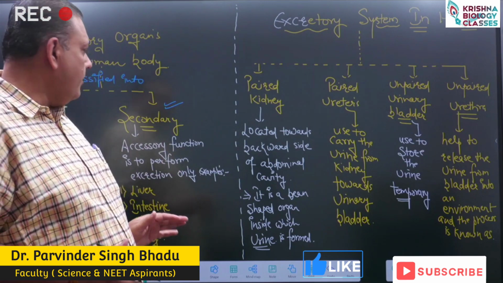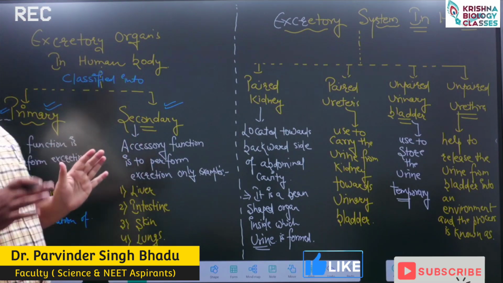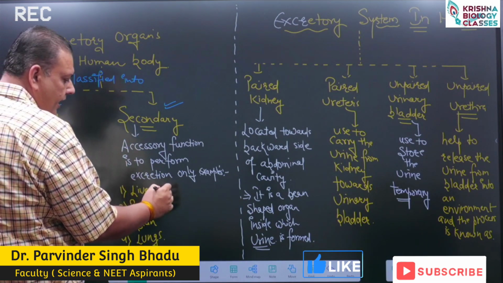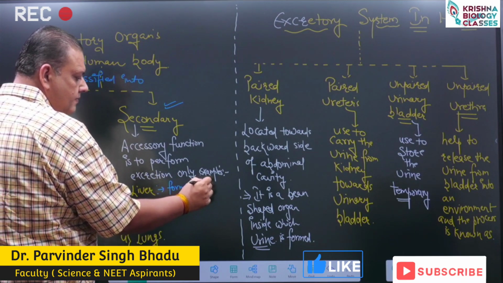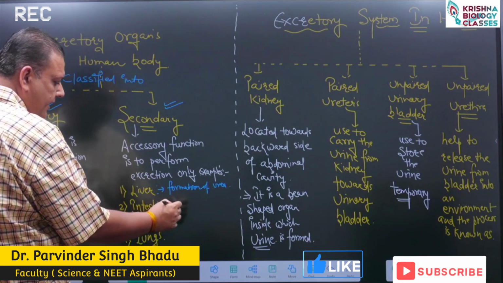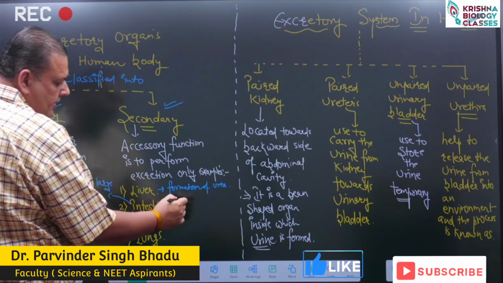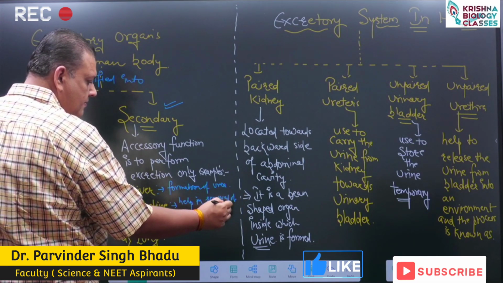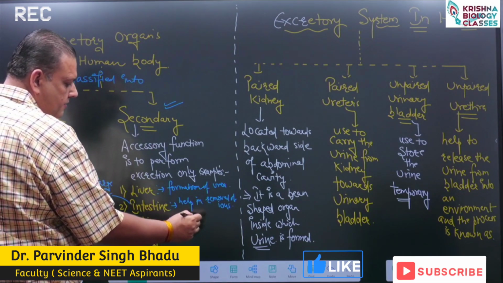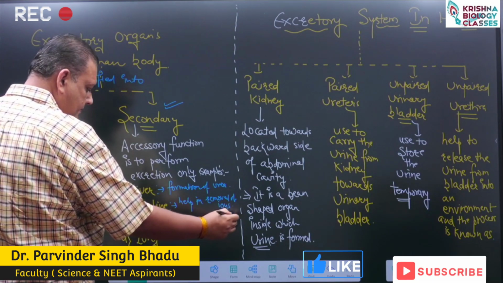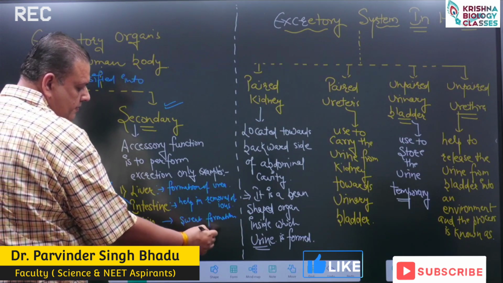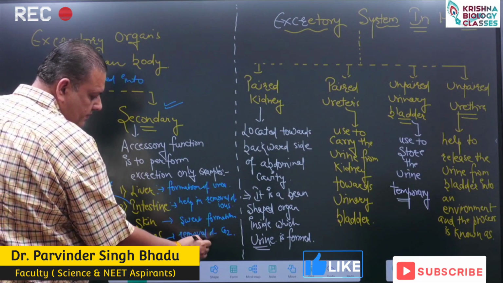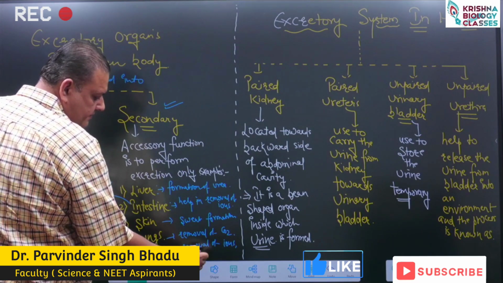There are certain accessory excretory organs which are named secondary excretory organs. Their main function is different, but along with their main function they also perform excretion. For example, the liver helps in the formation of urea. The large intestine helps in removal of ions. Skin helps in sweat formation. Lungs, removal of carbon dioxide. And saliva helps in removal of certain ions and drugs.